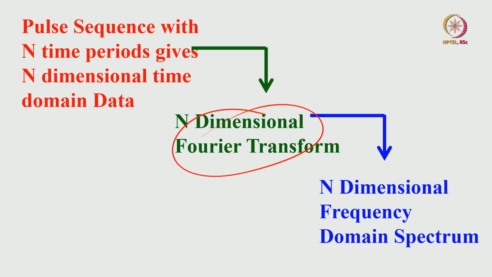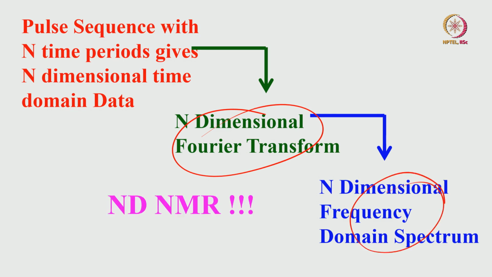Understand the logic now? You can have different pulse sequences for the experiment. If there are n time periods, you get n-dimensional time domain data. You do n-dimensional Fourier transformation, you get an n-dimensional frequency spectrum, and this is called NDNMR, n-dimensional NMR. You understood what n-dimensional NMR is now? So n can be anything. n can be 2, 3, 4, 5. If n is 2, you have 2 dimensions. If n is 3, you have 3 dimensions.